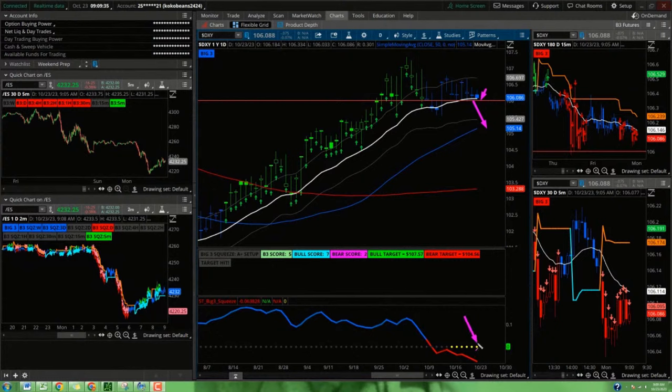So, different things I want you to watch and be mindful of this week. And again, let me just be the first to say, when there's a weekly squeeze with a sell signal and a daily squeeze with a sell signal, nobody here should be surprised if we go much lower.